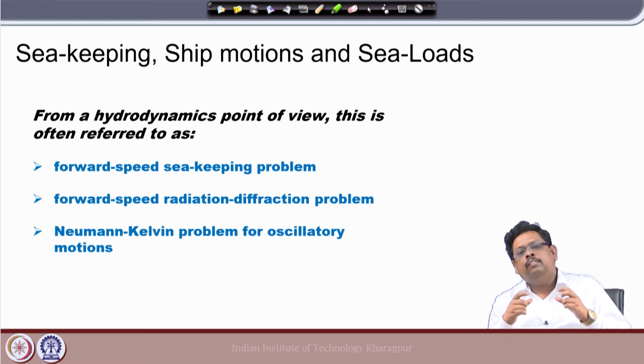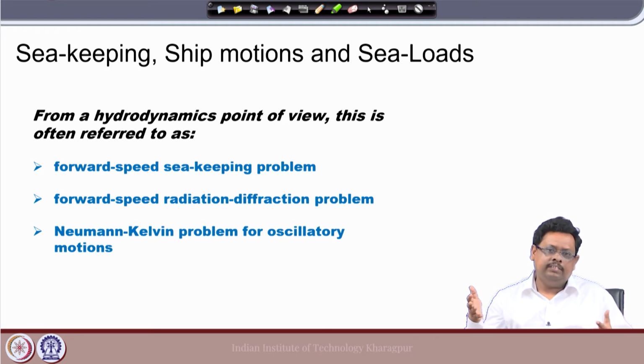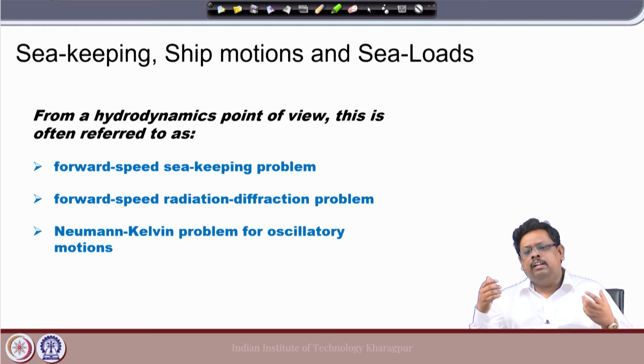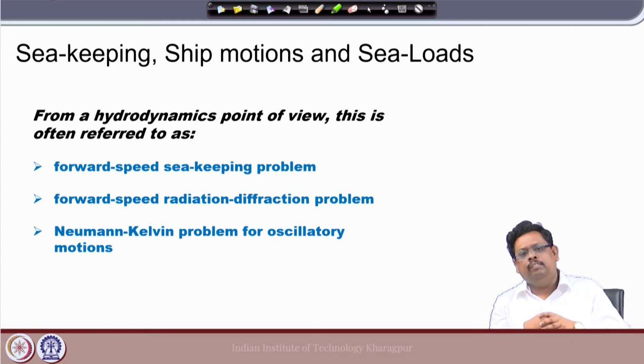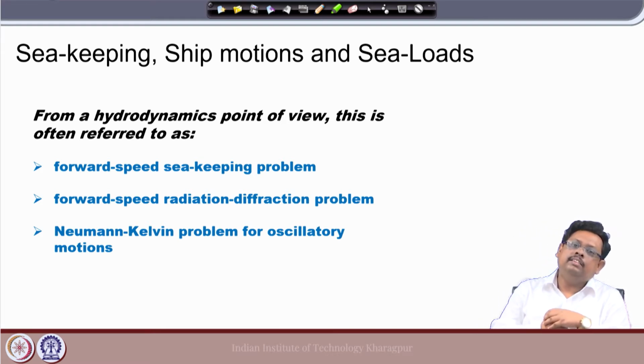And in fact, why is this important? Because normally the wave period in the ocean ranges from about 10 seconds to 20 seconds, right? And if you look at it in general, the length of an ocean going vessel is around 150 to 250 meters. So in some situations the length of the wave is more or less equal to the length of the ship, and in such a situation radiation diffraction becomes very important.